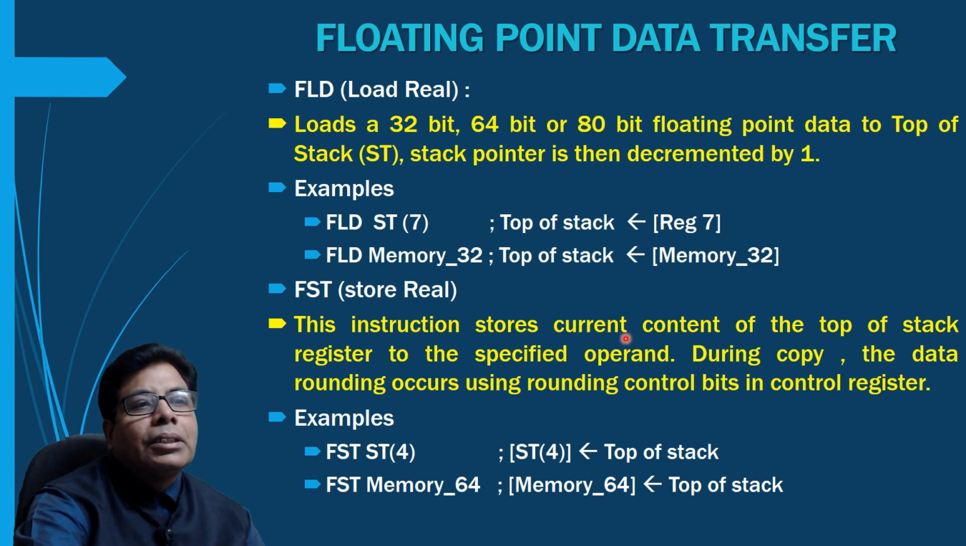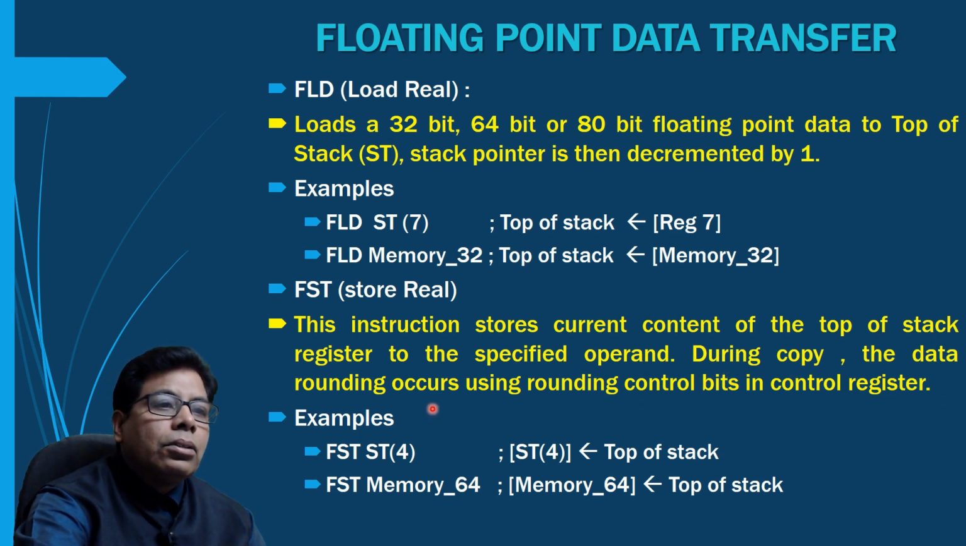Then the next instruction is the FST, that is store real. This instruction stores the current content of the top of the stack register to the specified operand. So during the copy, data rounding occurs using the rounding control bits in the control register. Just now we have seen the rounding. When the copy operation is going on, at that time the data rounding will be done as per the control bits in the control register.